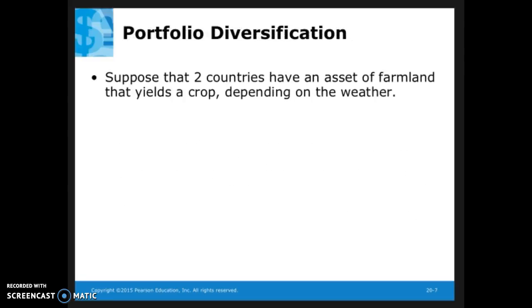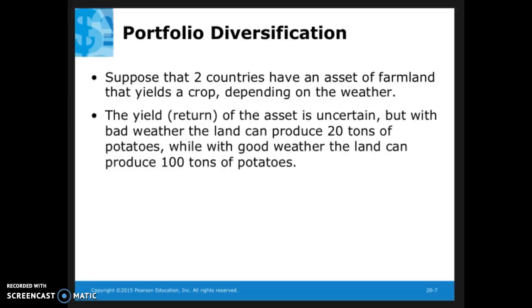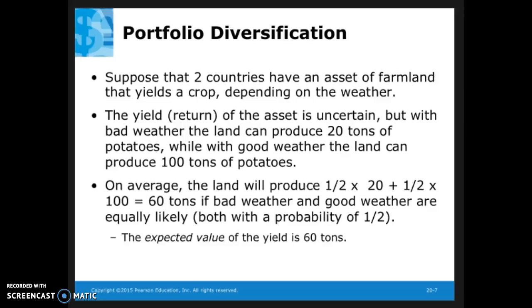Suppose that two countries have an asset of farmland that yields a crop depending on the weather. The return on the asset is uncertain, but with bad weather the land can produce 20 tons of potatoes, while with good weather the land can produce 100 tons of potatoes. So the expected value of the yield is 60 tons.